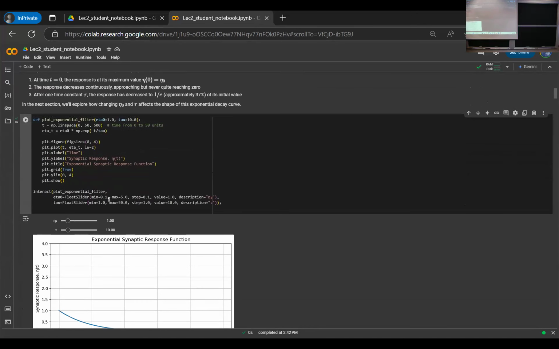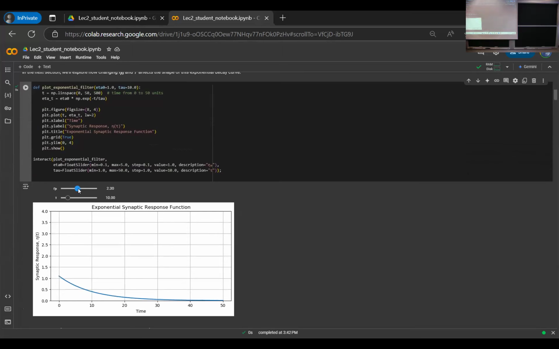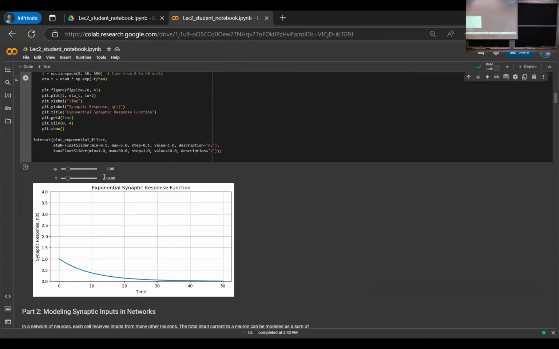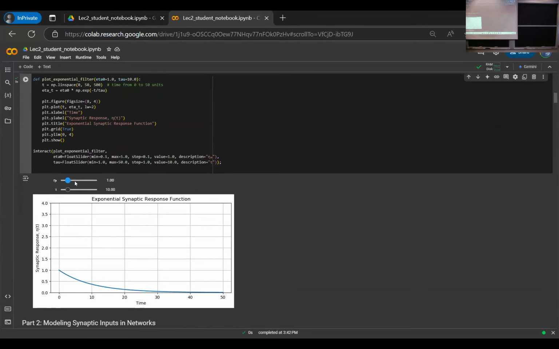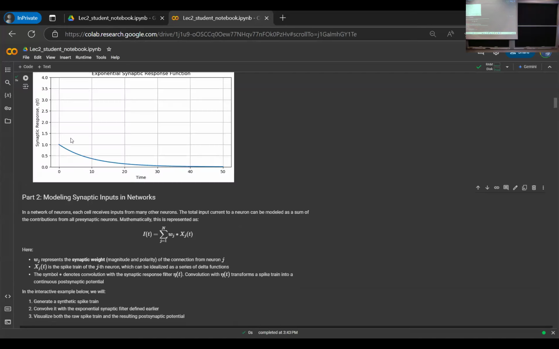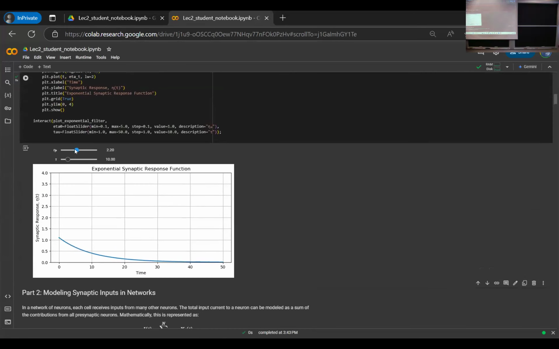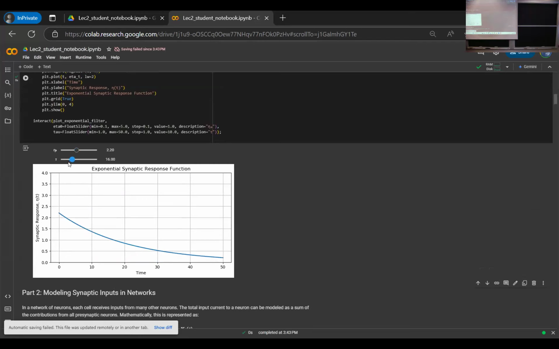So here, if you run this cell, you can see how these different parameters influence the shape of our kernel. This is the kernel that we're going to be using to convolve the spike trains with to get a postsynaptic membrane potential. Here it's pretty intuitive. As you can see, as we increase eta naught, the overall amplitude of the kernel just increases or decreases. And if we adjust the membrane time constant, we can see how fast or how slowly this decays.